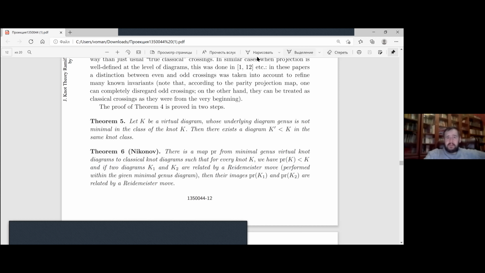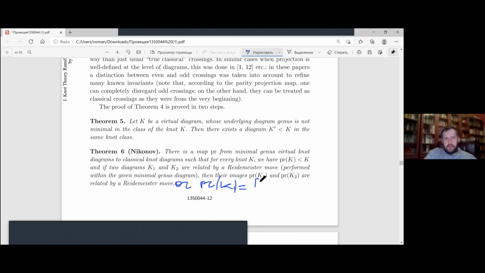So here I forgot to say a bit. So here I should have written that Reidemeister moves, or they are identical. So either they are related by a Reidemeister move, or they are just identical, these projections.